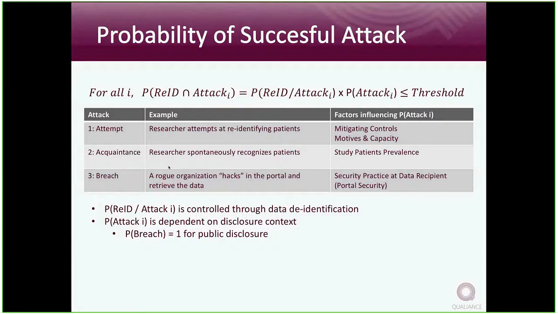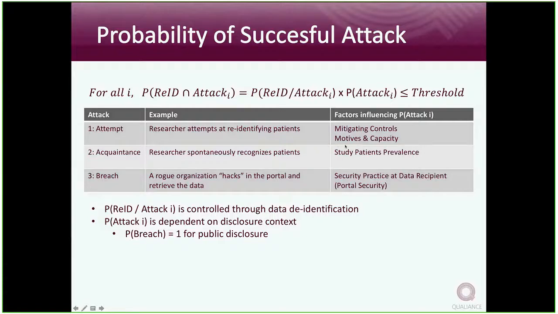The third type of attack that we talk a lot about is obviously the risk of breach. So typically, someone hacks into the organization's portal and retrieves the data. They can attack the data directly, or they can put it on the web, and anyone can download the data and attack the dataset. So those three types of attacks are different and can be managed through different factors.